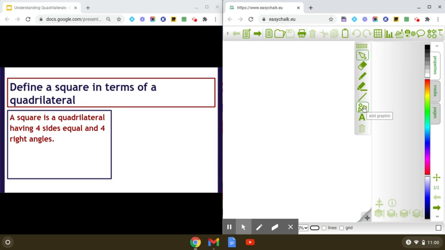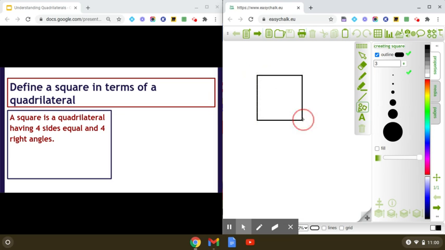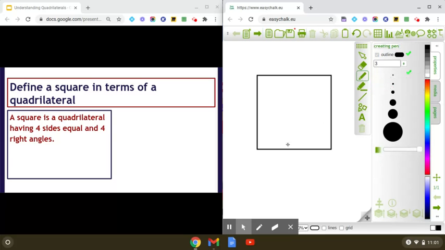What is a square? You know that a square is a quadrilateral, and we can define it in terms of a quadrilateral as a quadrilateral having four sides, and all the sides are equal and all angles are right angles. So here you can see that I can say that ABCD is a square in which all sides are equal and all angles are of 90 degrees each. So this is the way of defining a square in terms of a quadrilateral.